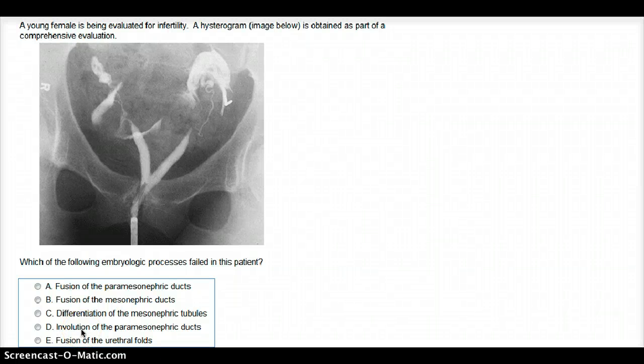In this question, a young female is being evaluated for infertility. A histogram image below is obtained as part of the comprehensive evaluation. Which of the following embryonic processes failed in this patient? A. Fusion of the paramesonephric ducts, fusion of the mesonephric ducts, differentiation of the mesonephric ducts, involution of the paramesonephric ducts, fusion of the paraurethral folds.